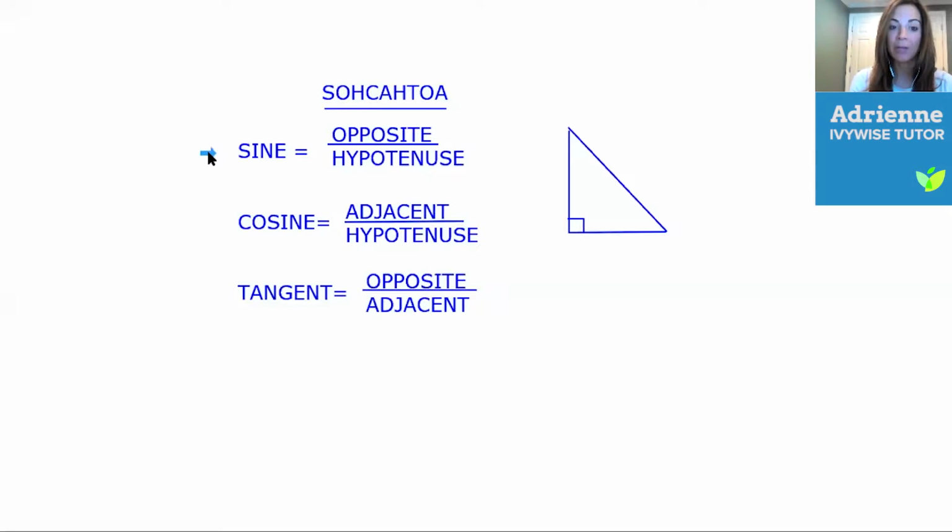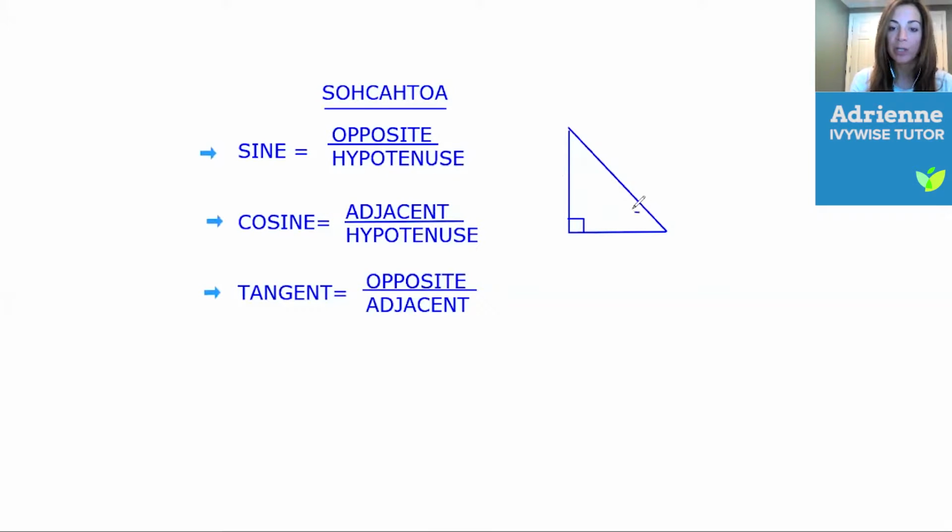And so we have sine represents the opposite side over the hypotenuse. Cosine represents the adjacent side over the hypotenuse, and tangent represents the opposite side over the adjacent side. And this is, of course, for right triangles.